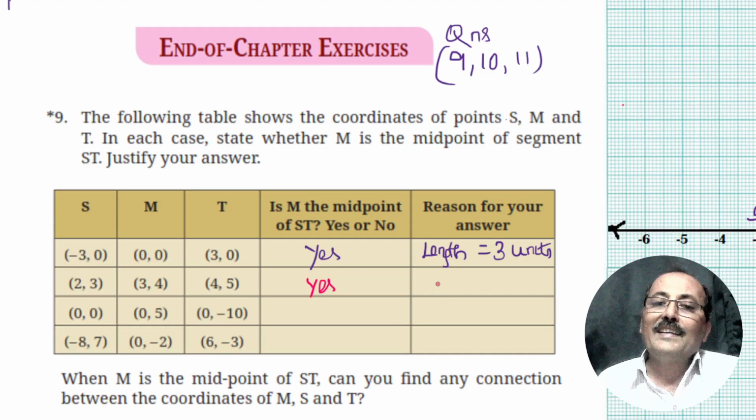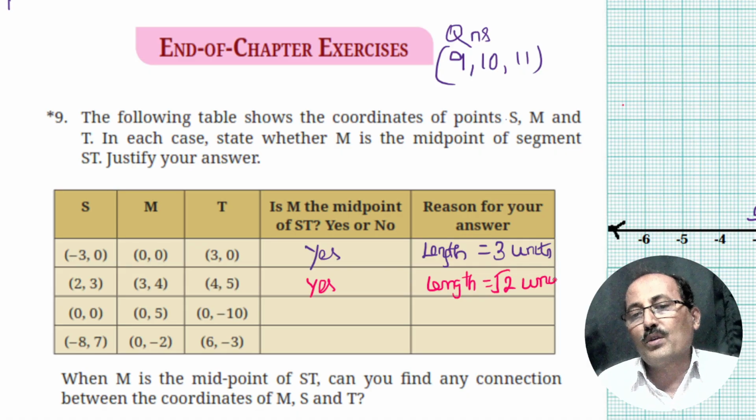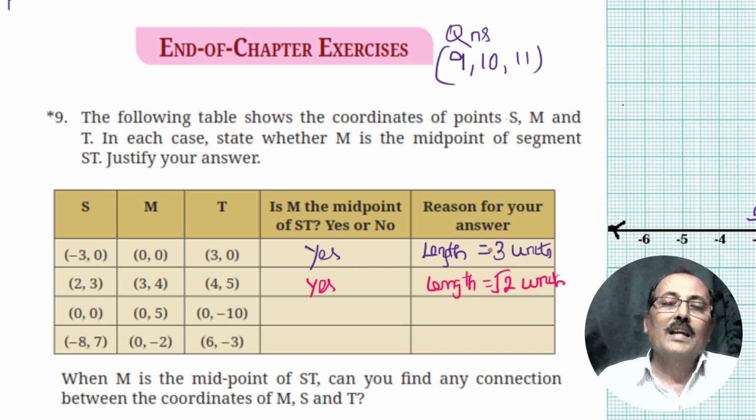Length, here we are saying the length equal to root 2 units, because we know it is by Pythagorean triplet, simple 1 unit. No, we can do that one. Next is 0 comma 0, 0 comma 5 and 0 comma minus 10.